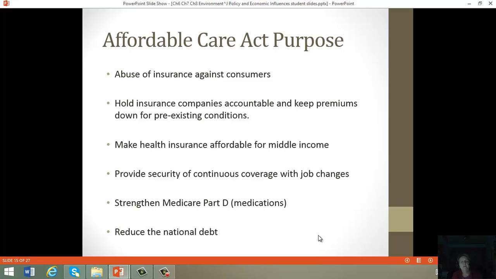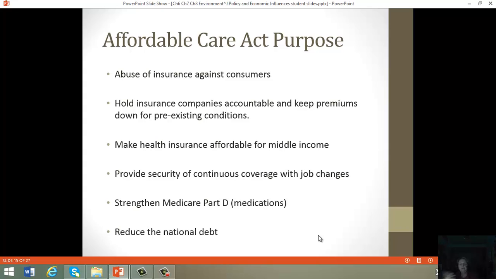And so it also was to hold insurance companies accountable and to keep premiums down for pre-existing conditions, because what started happening is people were excluded for cardiac diseases, for children with birth defects, all those types of things, and so it caused people to have catastrophic health care bills. To make health insurance affordable for the middle income, it seemed like the very poor could have Medicaid and have some safety net insurance, and persons who are very rich could either pay out of pocket or they could afford the insurance premiums.